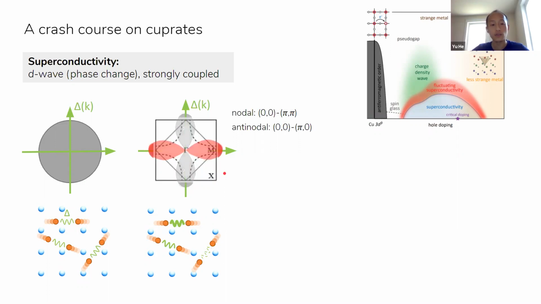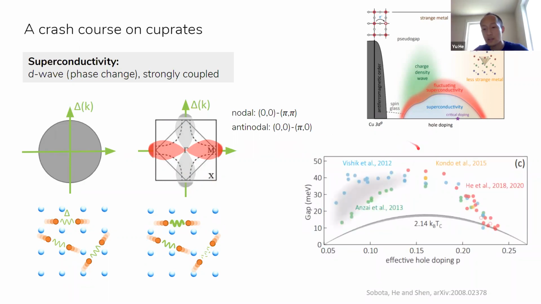If we were to overlay the Fermi surface that we just drew on the previous slide on this one, we can now see why we are calling the gamma to X direction the nodal direction, because the gap has a node along this direction. And the gamma to M direction is called the antinodal direction because the superconducting gap is maximum along this direction.